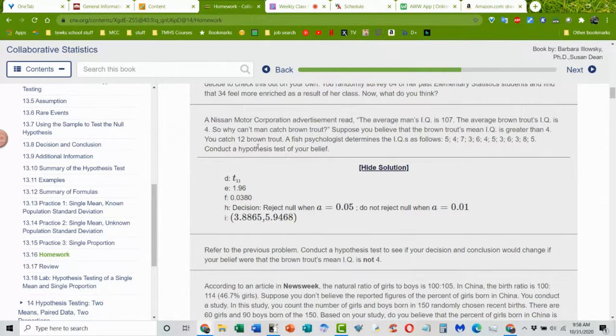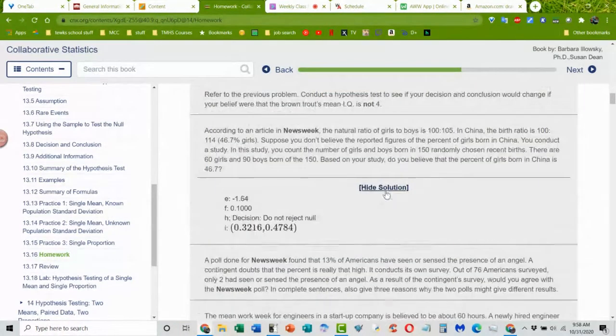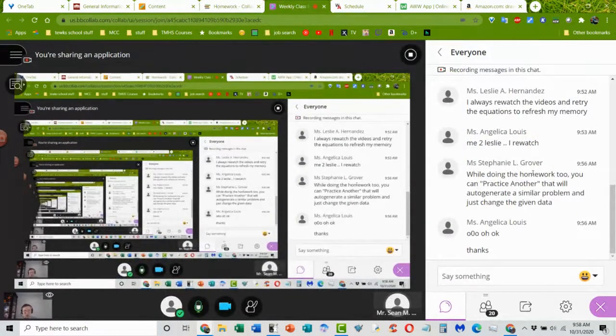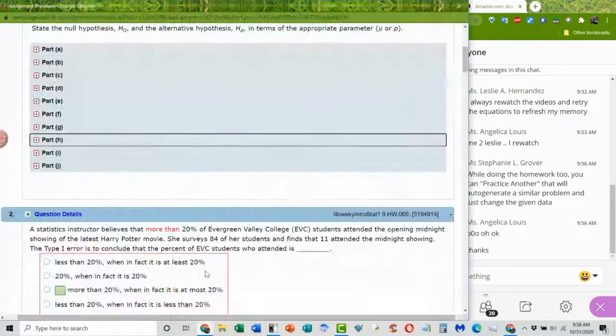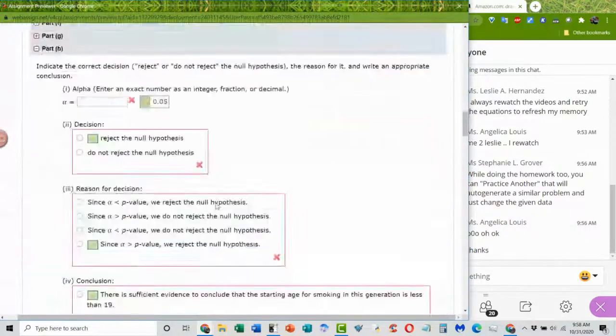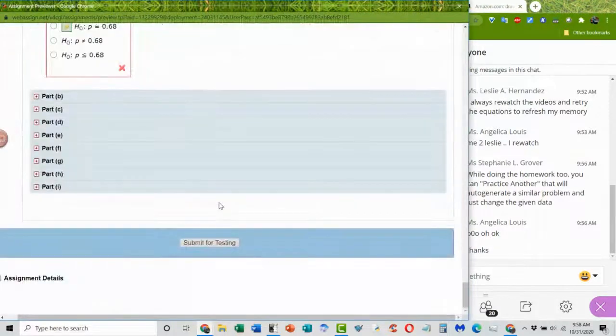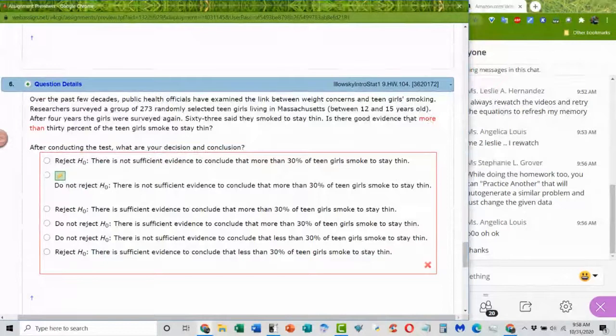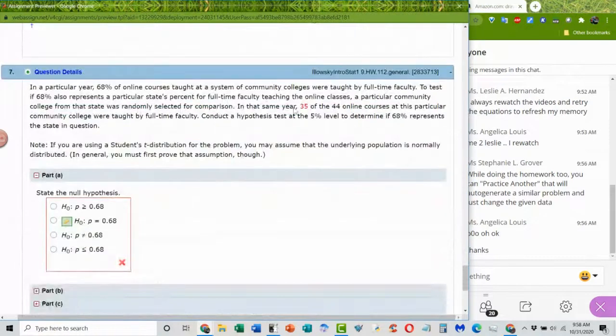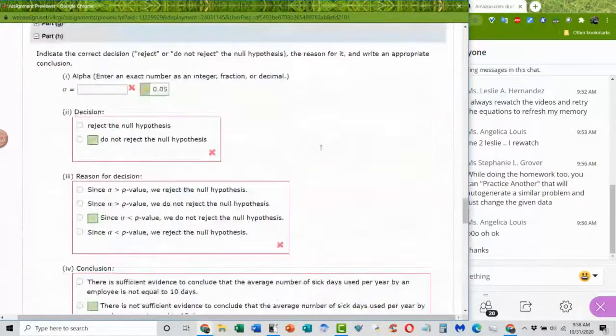So you can look through the homework in the book, and she does have the solutions for some of them, so you can easily decide whether you're supposed to reject or not reject and test yourself on those as well. Because you'll see this, redo the problem, but all it does is just change the numbers. On this one here, it's only going to change this from more than to less than. So there's not anything new to do in this problem.